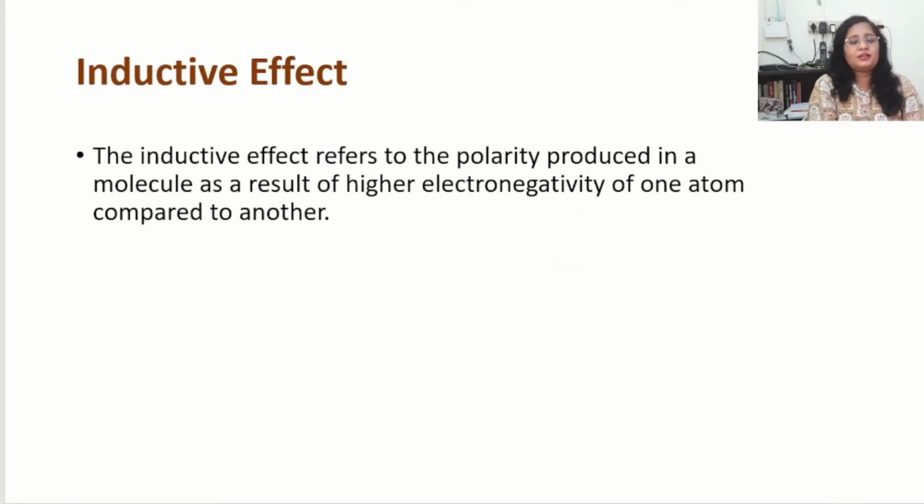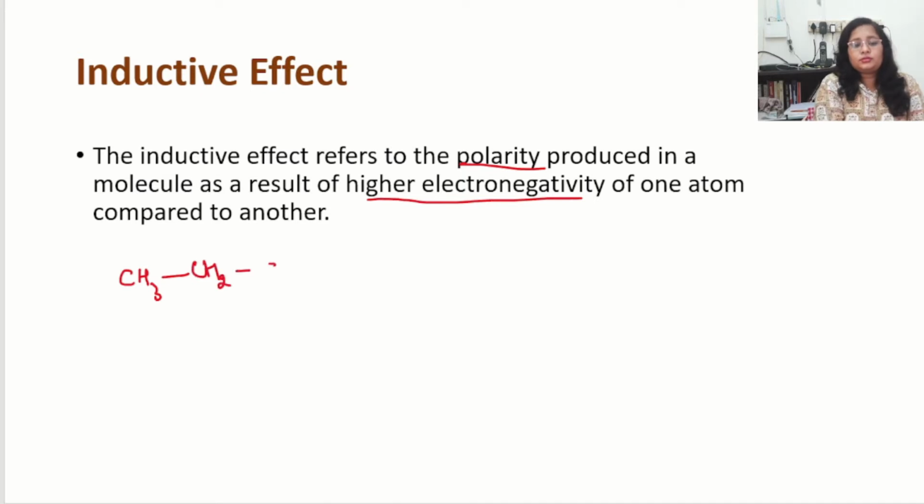First we will check the definition. The inductive effect refers to the polarity produced in a molecule as a result of the higher electronegativity of one atom compared to another. So suppose we have a compound. In this compound there is an electronegative atom. We can see easily chlorine is electronegative as compared to the carbon.